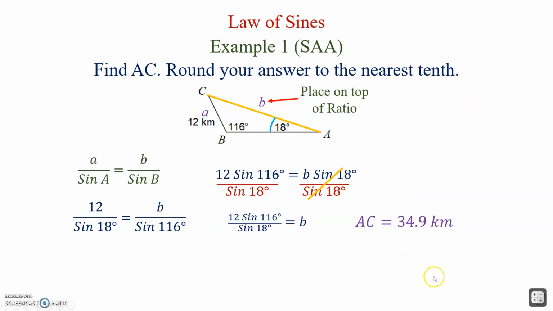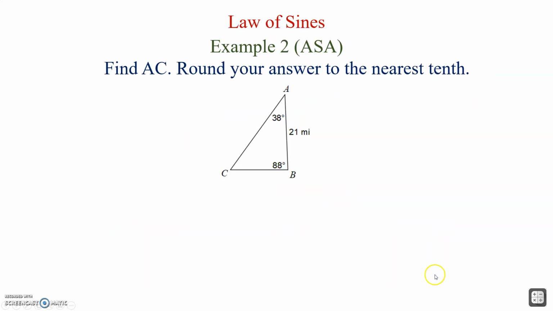Next problem. This time this example uses ASA. We're trying to find AC. Again, AC is there, so AC will be lowercase b. We've been given an angle, and this angle opposite of angle 38 is lowercase a. So we can begin to see we have our ratio of b's and our ratio of a's. But actually we don't, because we don't have this side here.